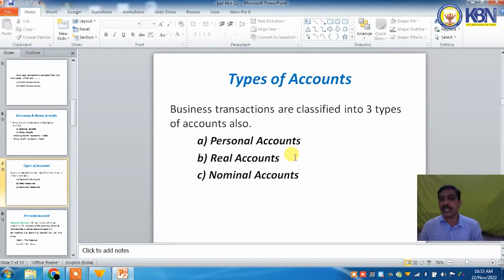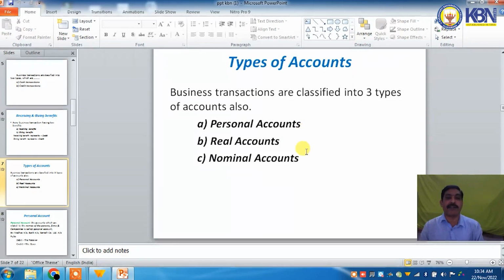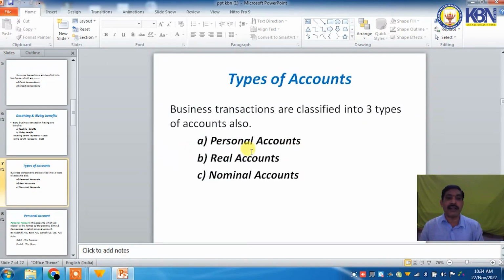For example, Krishna account is the name of a person, ABC Bank account is the name of a firm, and Mahesh and Company Limited is a company name. So these are accounts related to names of persons, firms and companies. The rule of personal account is: debit the receiver and credit the giver.